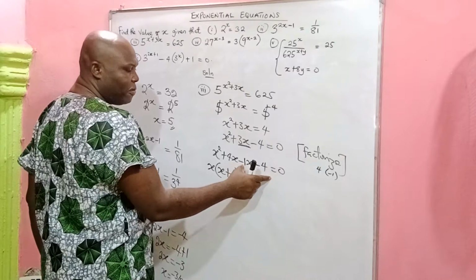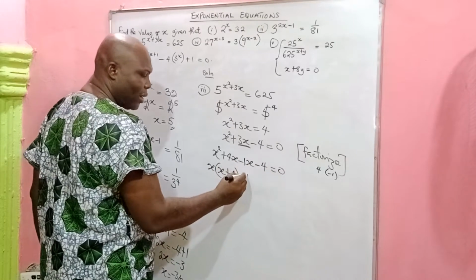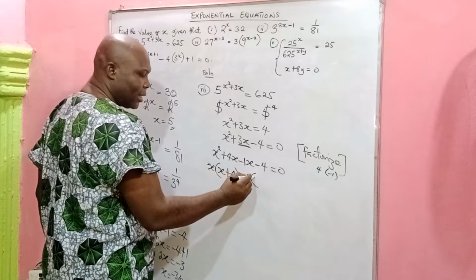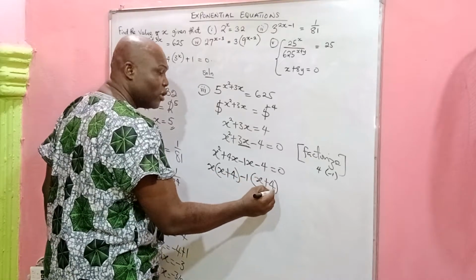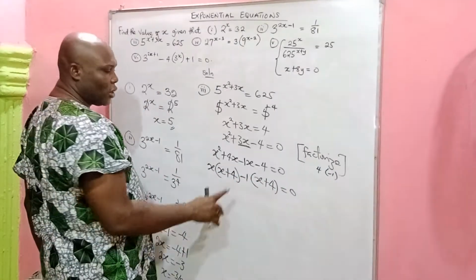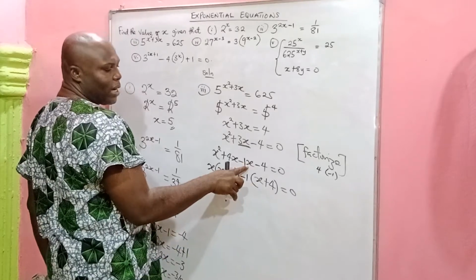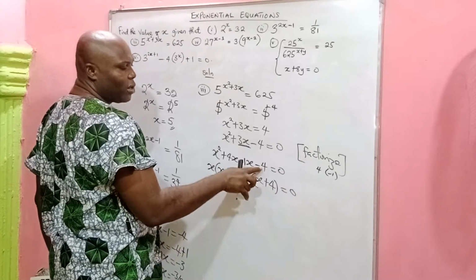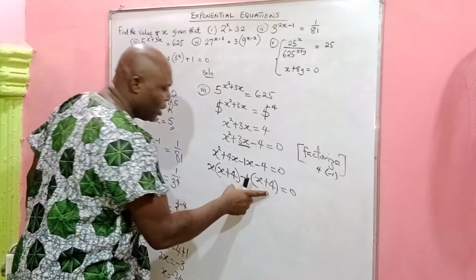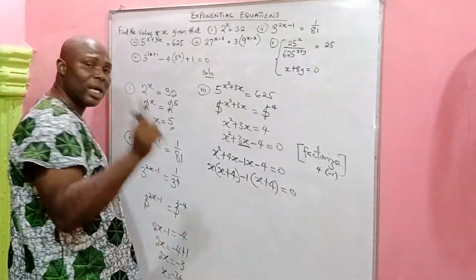So the common factor is minus 1. So I pick minus 1 out and copy this bracket, x plus 4. The brackets must always be the same. We have already done factorization. So minus 1 times x will give us minus 1x. Minus 1 times 4 will give us minus 4. So at this point now, since the two brackets are the same, we'll pick it as 1.